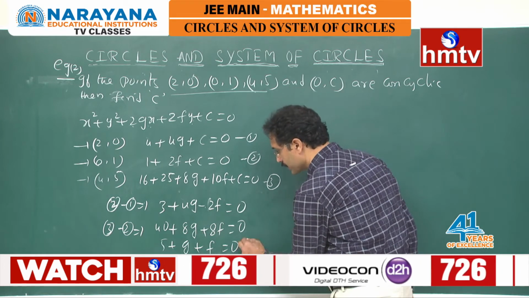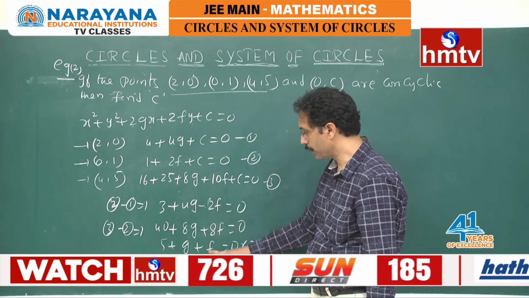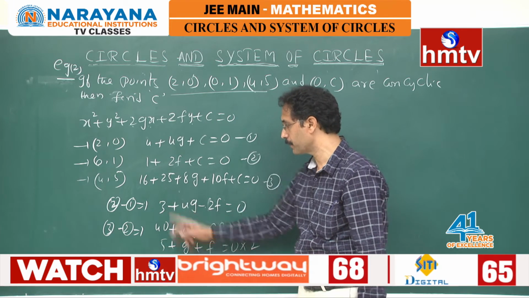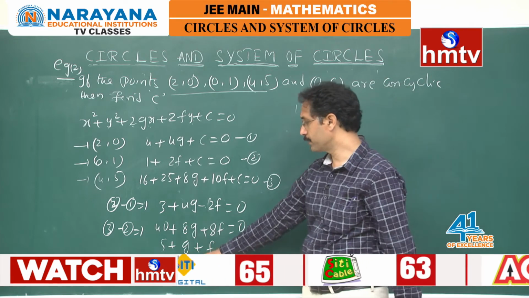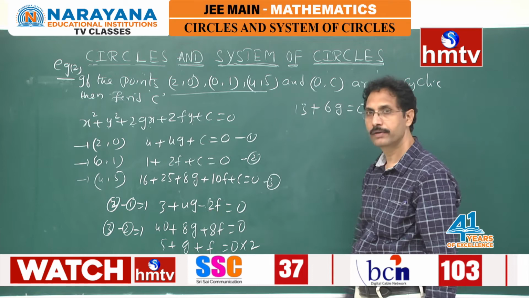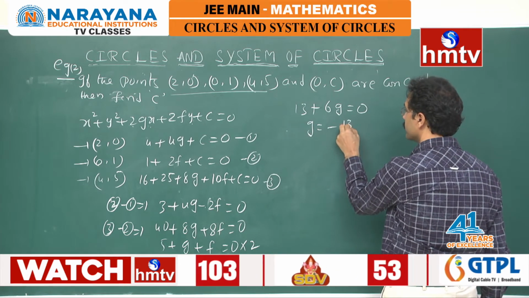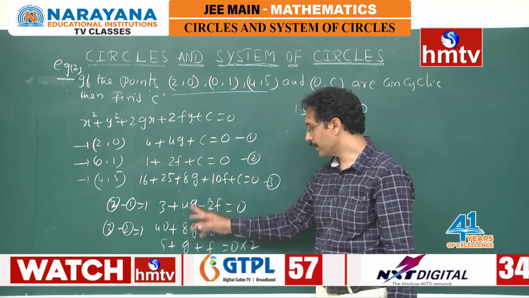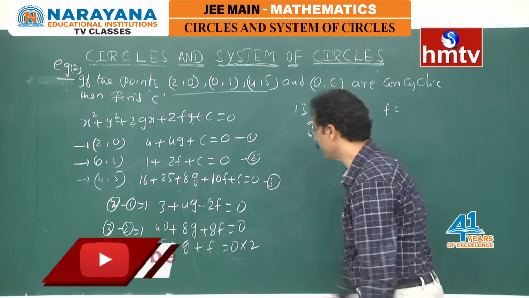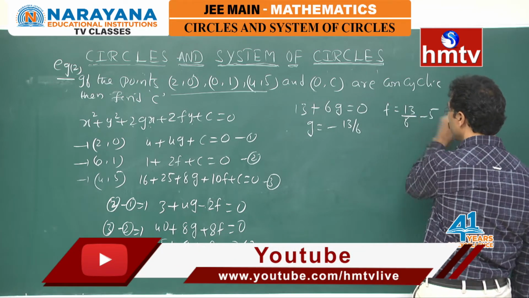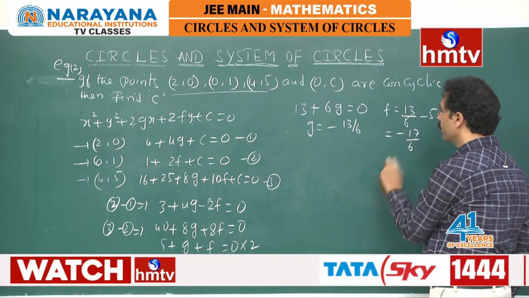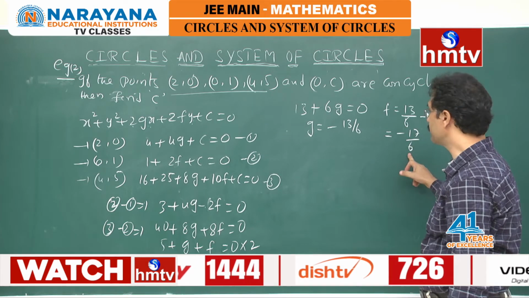Now we will solve these two to get g and f. If I multiply this equation by 2 and then add it with the other, minus 2f plus 2f cancels. Multiplying by 2, 2 fives are 10, 10 plus 3 is 13, plus 2g plus 4g is 6g, is equal to 0, because the f terms have been cancelled. So we got g as minus 13 upon 6. Similarly, putting g here, f is equal to minus g minus 5, that is 13 by 6 minus 5, so 13 minus 30, that is minus 17 by 6. These are g and f.